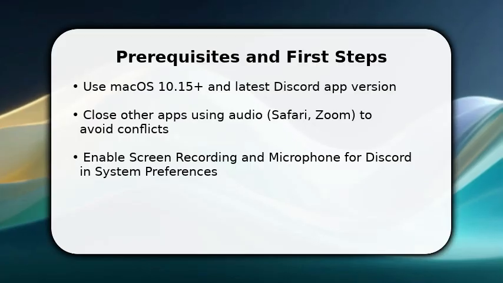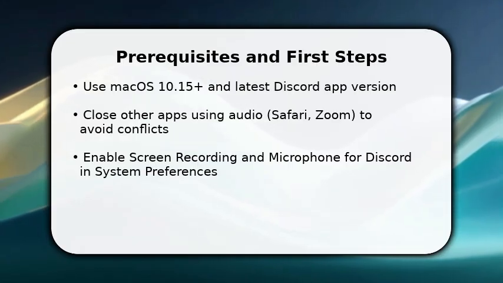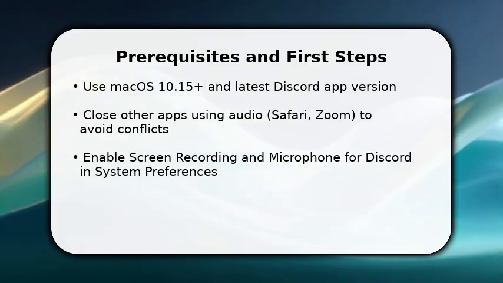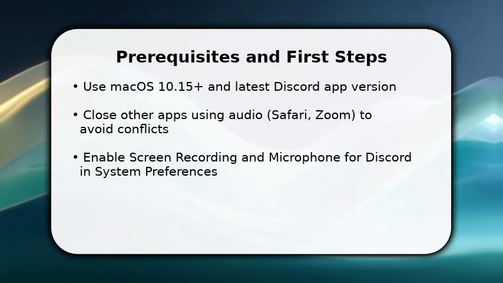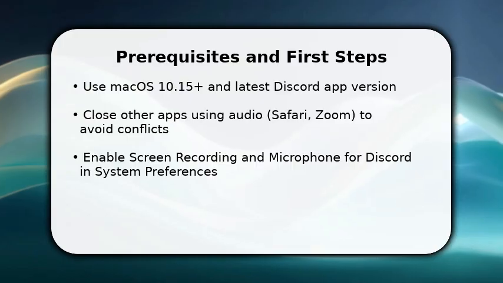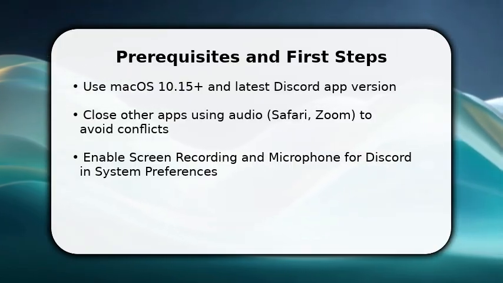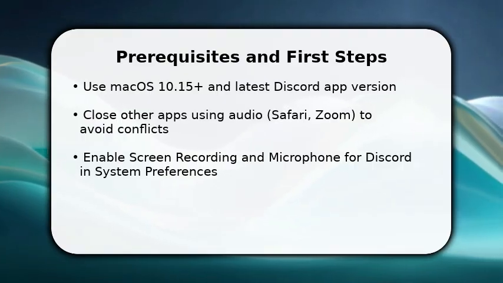You start by confirming prerequisites: macOS 10.15 or newer, and the latest Discord build. Open System Preferences, go to Security and Privacy, and grant screen recording and microphone access to Discord so the OS allows app audio capture. Once done, quit and relaunch Discord to apply permissions.